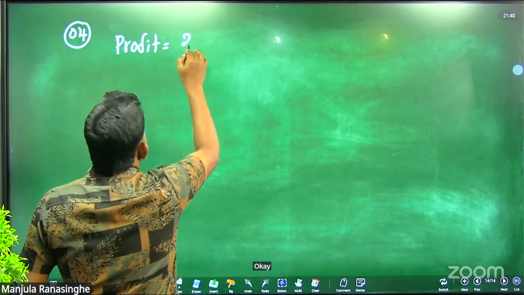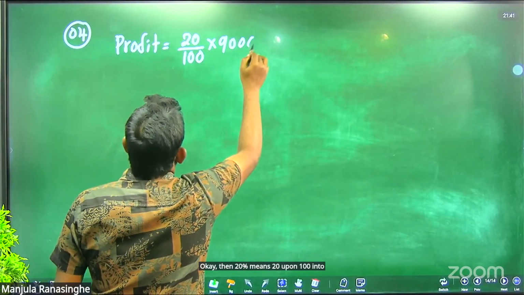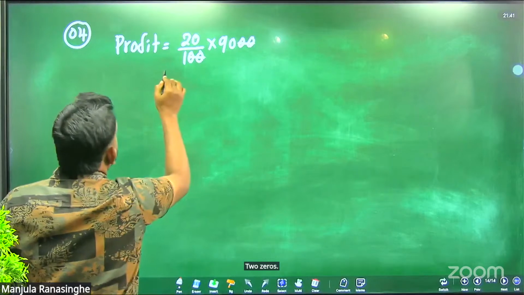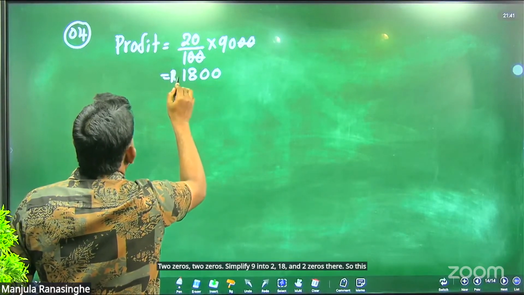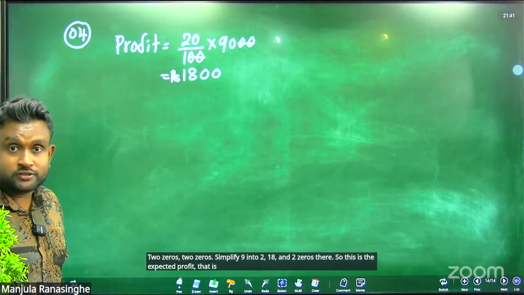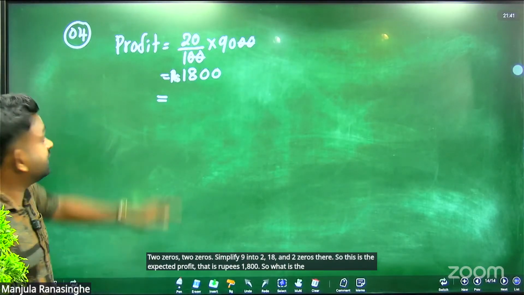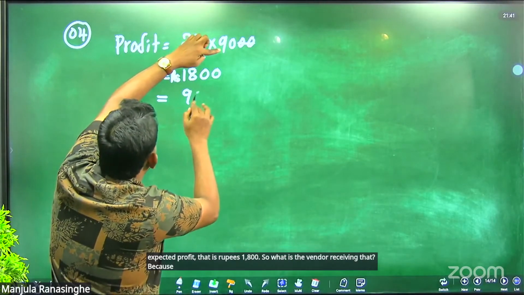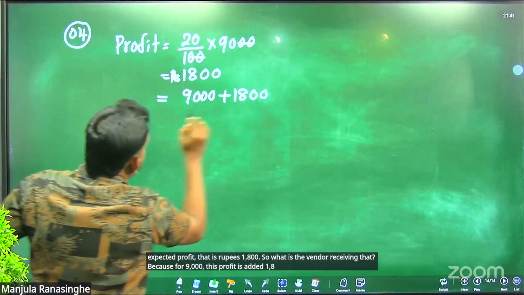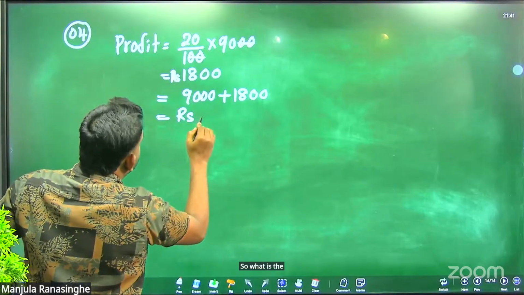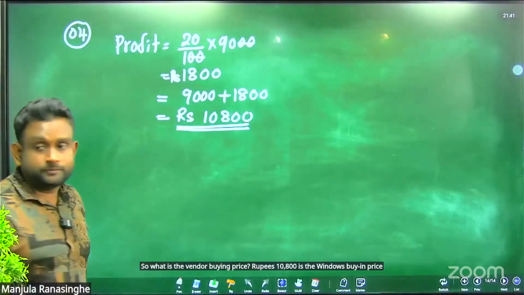Okay, then 20% means 20 upon 100 into 9,000. 2 zeros, 2 zeros. Simplify 9 into 2, 18 and 2 zeros there. So this is the expected profit, that is rupees 1,800. So what is the vendor receiving? Because for 9,000 this profit is added, 1,800. So what is the vendor's buying price? Rupees 10,800 is the vendor's buying price.